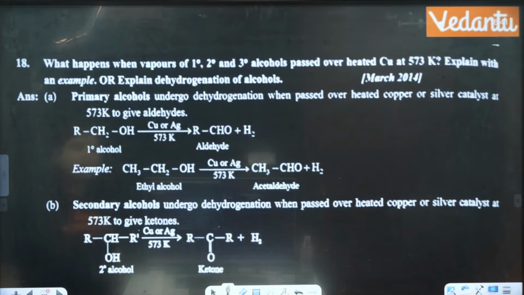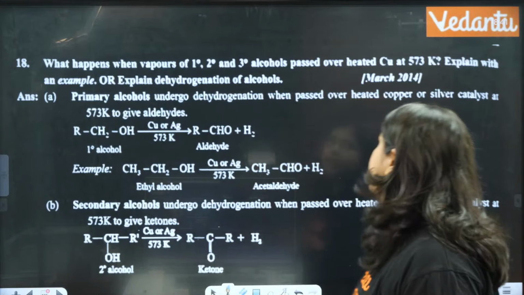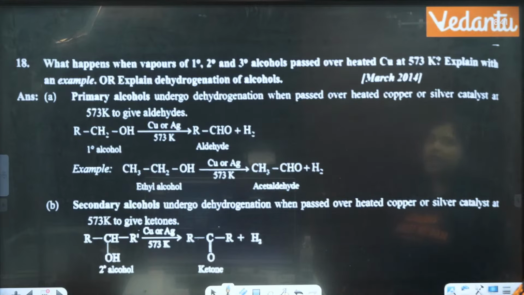Next comes primary, secondary and tertiary alcohols passed over a catalyst with heating at a temperature of 573 Kelvin. They may ask to explain the dehydration of an alcohol with an example.